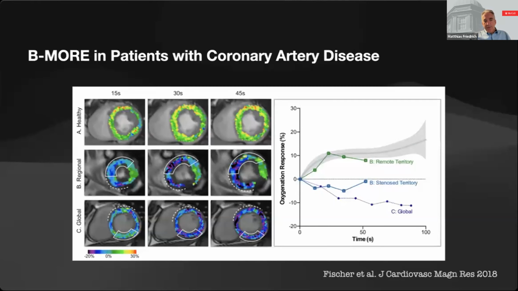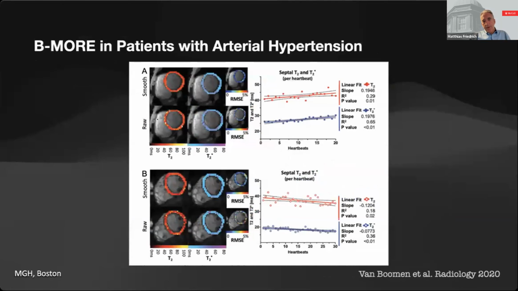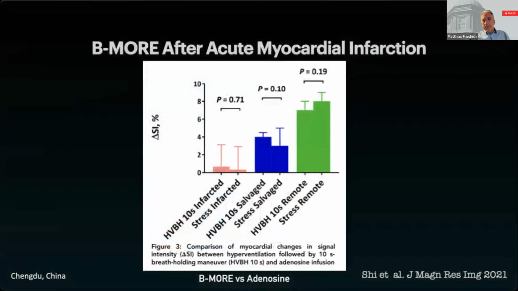Some of these results have been in one way or another repeated by others. So work from Germany, from Ulm, for example, from Oxford. Then Garth Beach in the US did that. Here's a paper from Harvard. They saw that in patients with arterial hypertension, a different or a blunted response. And this is a paper from China, where even after a 10-second breath hold, they could differentiate various tissues.